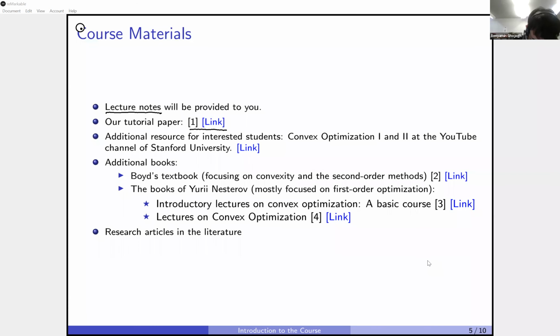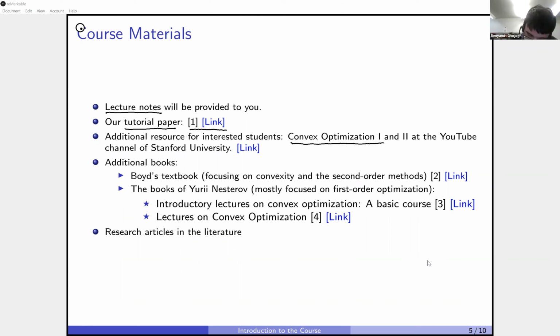Let me share the screen for the slides. So this is the tutorial paper that we introduced. Again, as I said, linear programming is not covered in that paper. We just pointed to it, not in detail. And there are some resources for interested students, which are optional, not mandatory.